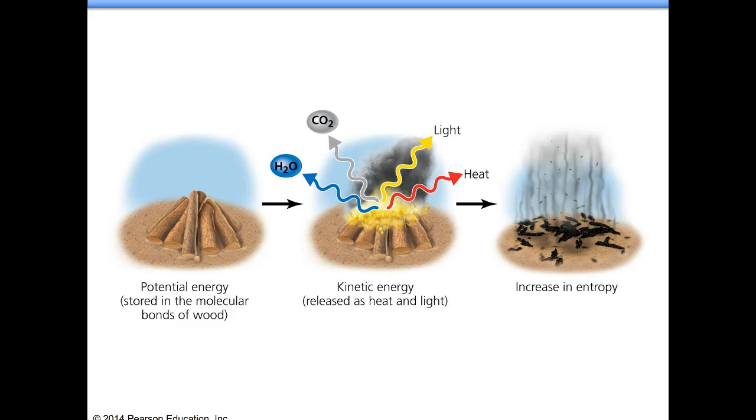So here we go. We've got potential energy that's stored in these logs. And when we light it, that activation energy lights it, we wind up getting a fire that gives off light and heat and water and carbon dioxide. And in order to get that, we get that entropy, where at the end it's ash. It's ash, it's smoke that is left over. So that's a really great example of those laws in action.